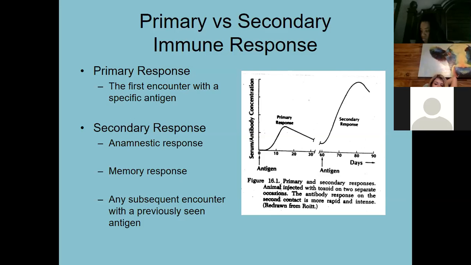So again, you get that very quick response. In the primary response, you get sick because it takes the body several days to respond with antibody production. So the first time I saw the chicken pox, I got the chicken pox. I was sick. Every other time I have been exposed to the chicken pox, my secondary response quickly took over, produced antibodies. I never got sick again with the chicken pox.